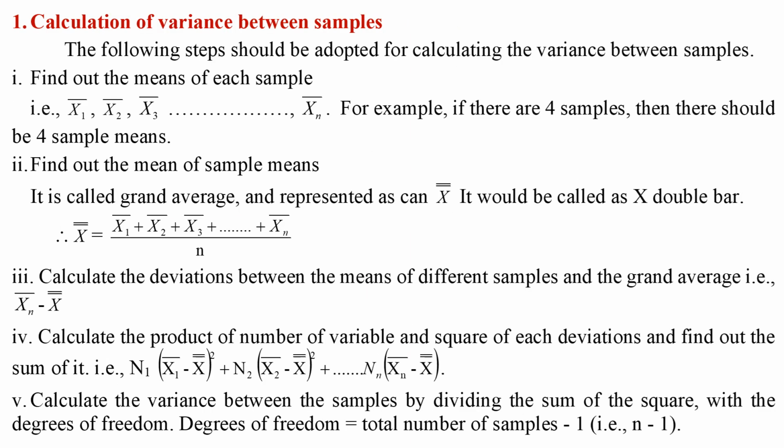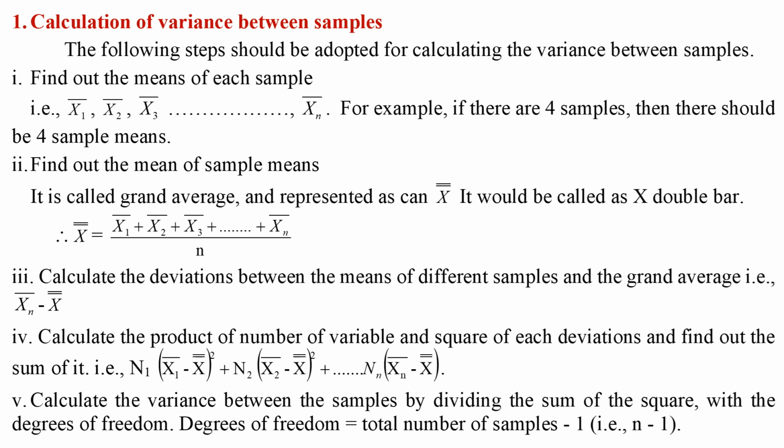1. Calculation of variance between samples. The following steps should be adopted for calculating the variance between samples. 1. Find out the means of each sample. For example, if there are 4 samples, then there should be 4 sample means. 2. Find out the mean of sample means. It is called grand average, and represented as X double bar.